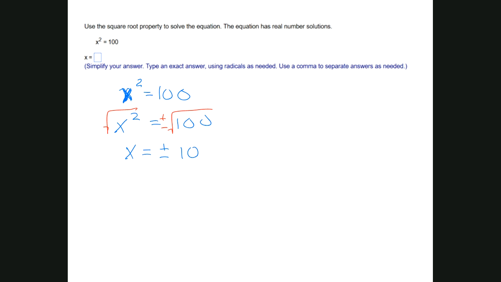So on my math lab, what you will do is enter this as two separate answers. Negative 10, comma, 10. Notice it says use a comma to separate answers as needed. So on my math lab, you'll enter two separate numbers separated with a comma.